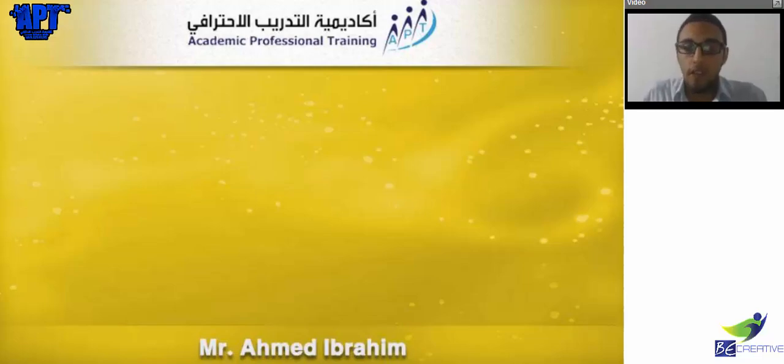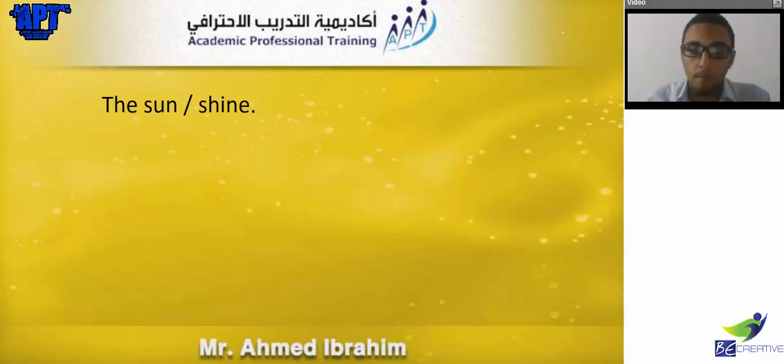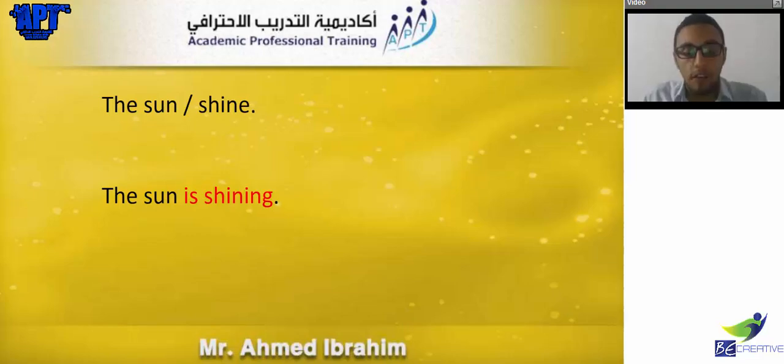The sun and shine. Take your time. Write a sentence using these words in the present continuous. Now let's go and see the correct answers. The sun is shining. And let me ask you a question here. Do you notice anything different between the verb we used in the present continuous sentence and the original verb?